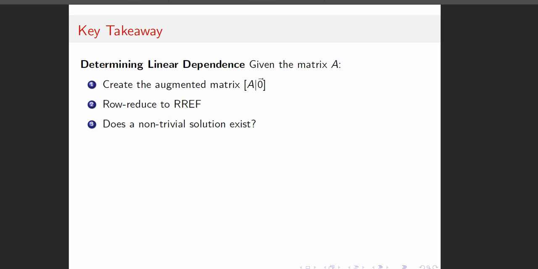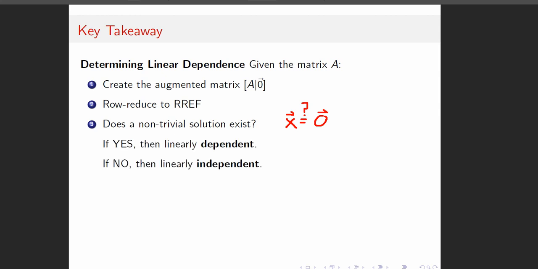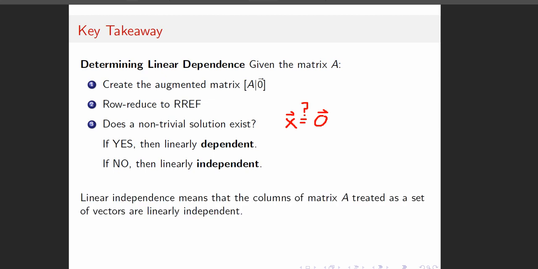And then the question is, does a non-trivial solution exist? We take a look at this solution vector x, and we just check, with a question mark above the equal sign, is x equal to the 0 vector? And if the answer to that question is yes, if a non-trivial solution exists, then they're linearly dependent. If no non-trivial solution exists, they're linearly independent. So that's the key takeaway.